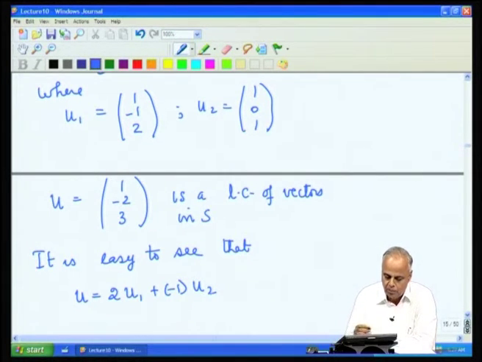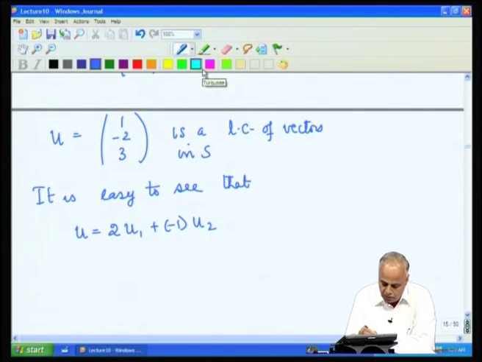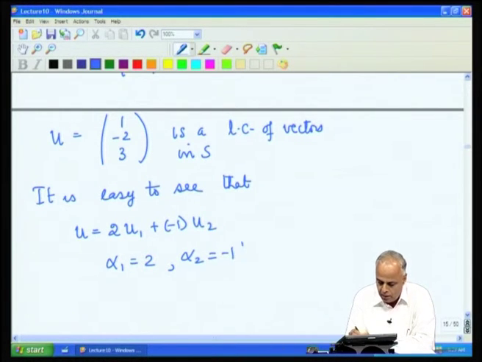We see, for example, 2 times u1 plus minus 1 times u2 gives us 2 minus 1, which is 1, minus 2, 0, which is minus 2, and 2 into 2 is 4, minus 1 is 3. So, therefore, it is easy to see that u is equal to 2 u1 plus minus 1 u2. So, in this case alpha 1 is 2 and alpha 2 is minus 1, and both are in R.